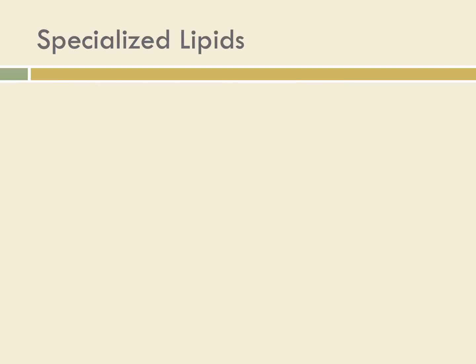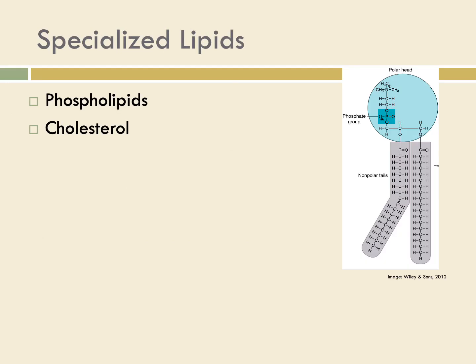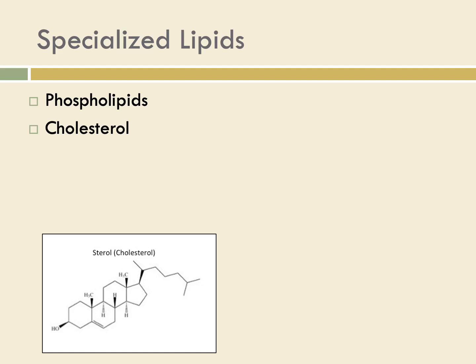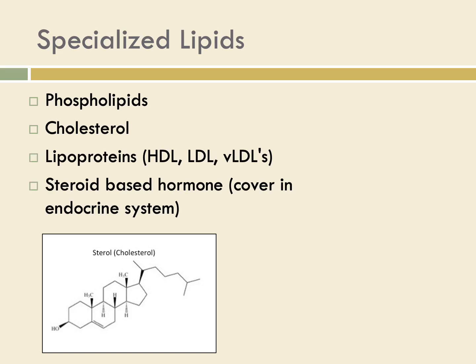Additionally, we have a couple of specialized lipids that we have to remember. One is the phospholipid. The phospholipid we talked about as relates to the cell membranes. But then we also have the cholesterol molecules. The cholesterol molecule is going to be the precursor for all of the steroid hormones. And without the cholesterol molecule, we do not get steroid hormones. This cholesterol molecule also acts as a membrane stabilizer, and the membrane stabilizer is essential to make sure that membranes stay intact. They will also be part of the lipoproteins, the HDLs, the LDLs, and the VLDLs.